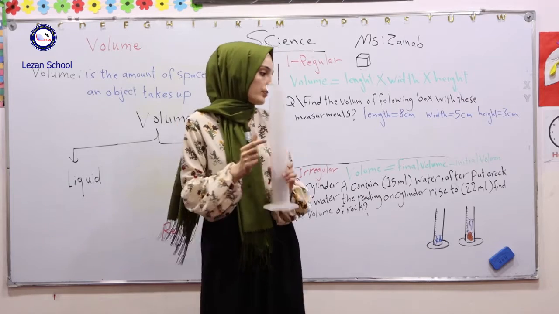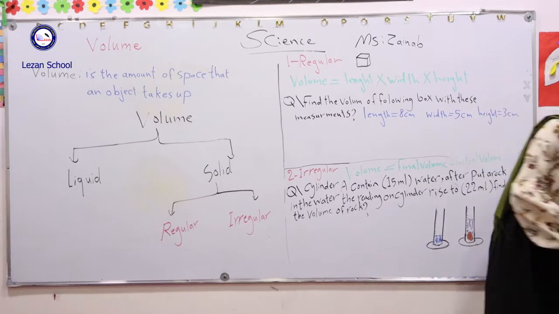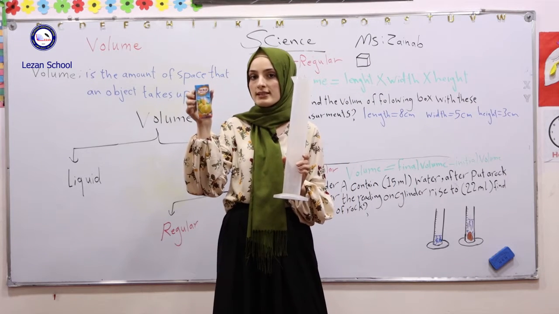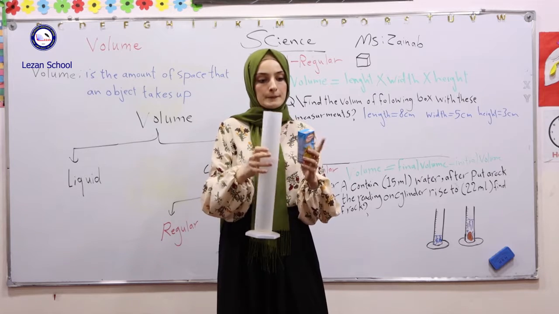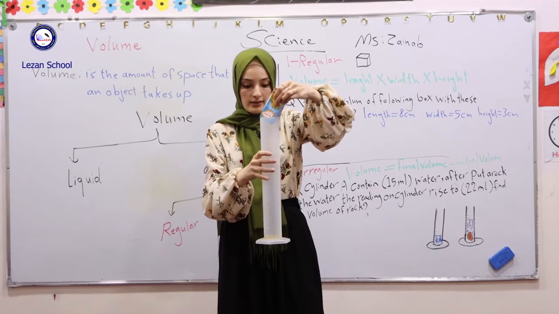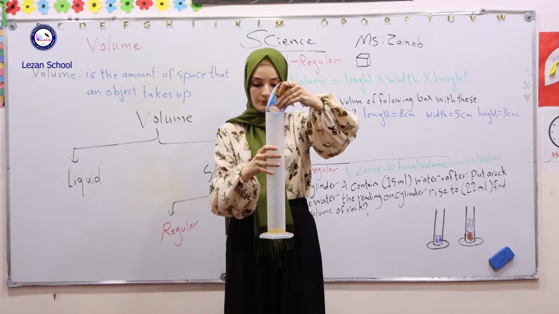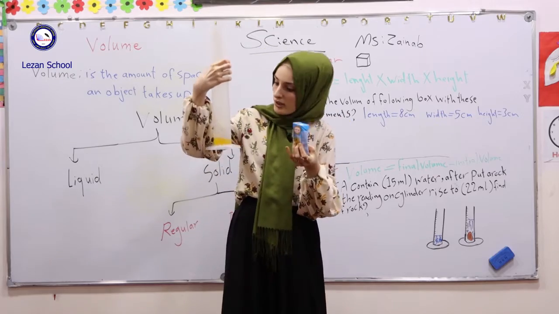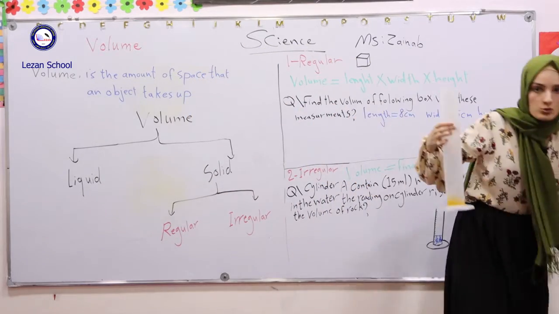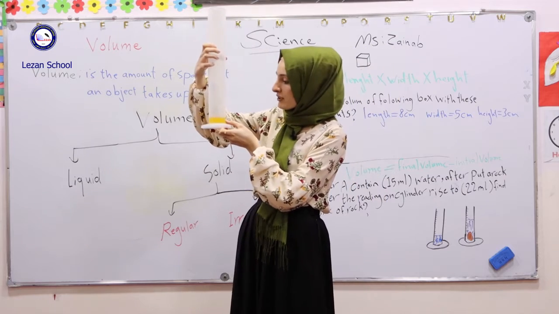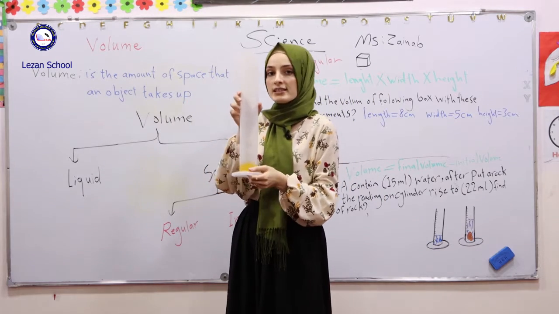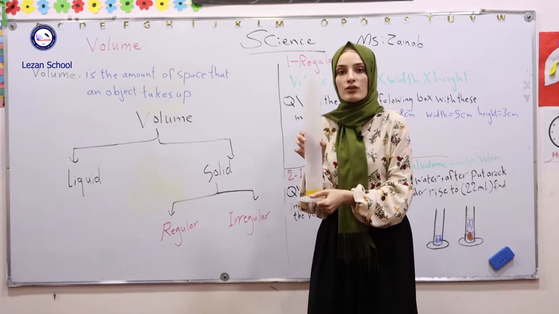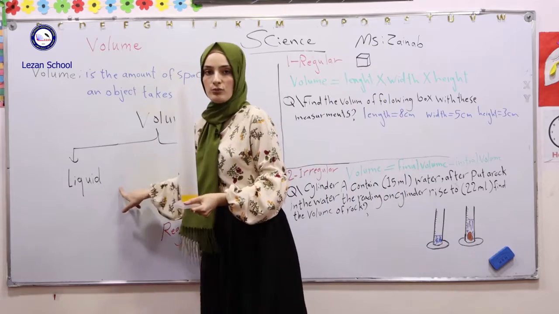We use it to find volume. For example, if you have this liquid, this orange juice, and we want to find the volume of it, how can we find it? When we pour this juice into the graduated cylinder, you can read the volume of it. For example, we have 22 milliliters of this juice. By using this graduated cylinder, you can find the volume of liquid.